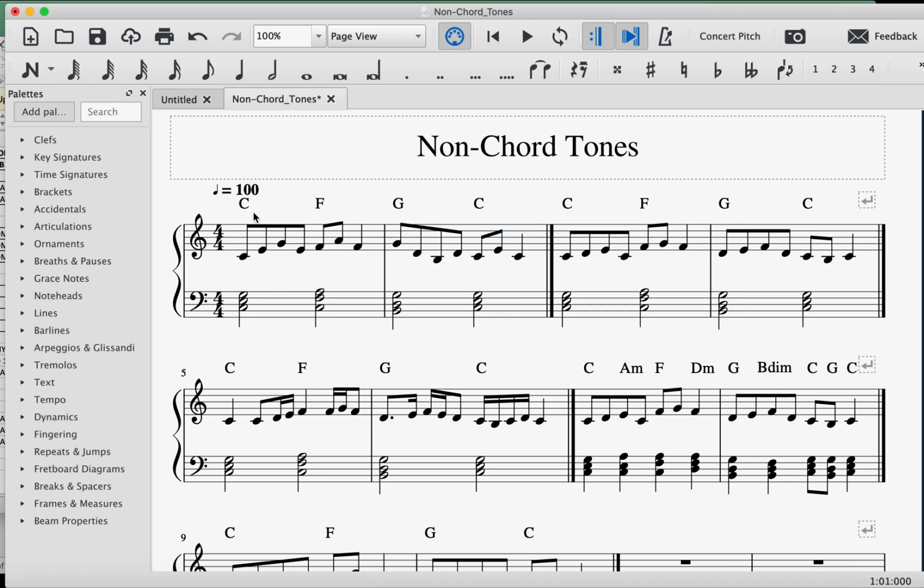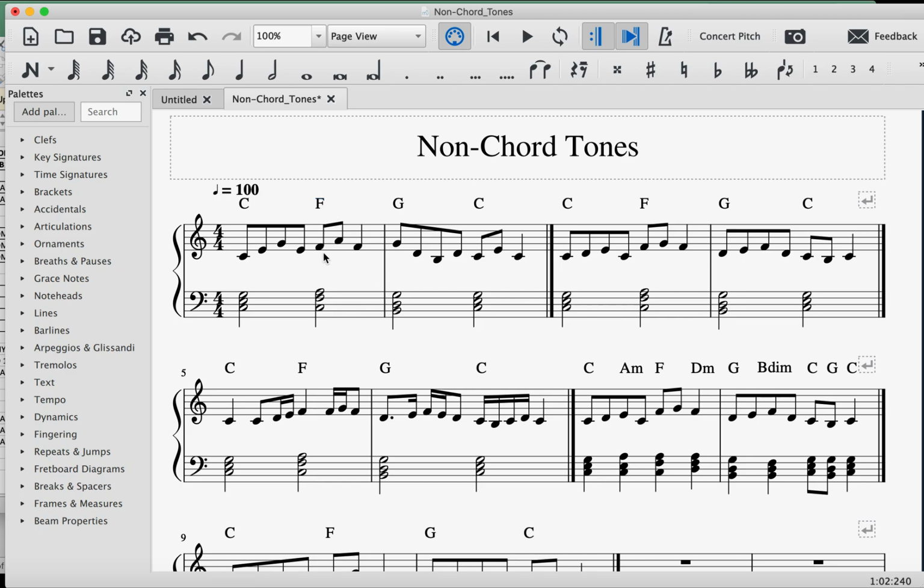So let's go through one chord at a time. Here I'm playing the C major chord, and while the C major chord is happening, I have C, E, G, and E in the melody. Well, all of those notes belong with the C major chord. So those are all chord tones. And that is true for this entire excerpt. There are no non-chord tones in this melody. They're all chord tones. Take a look.